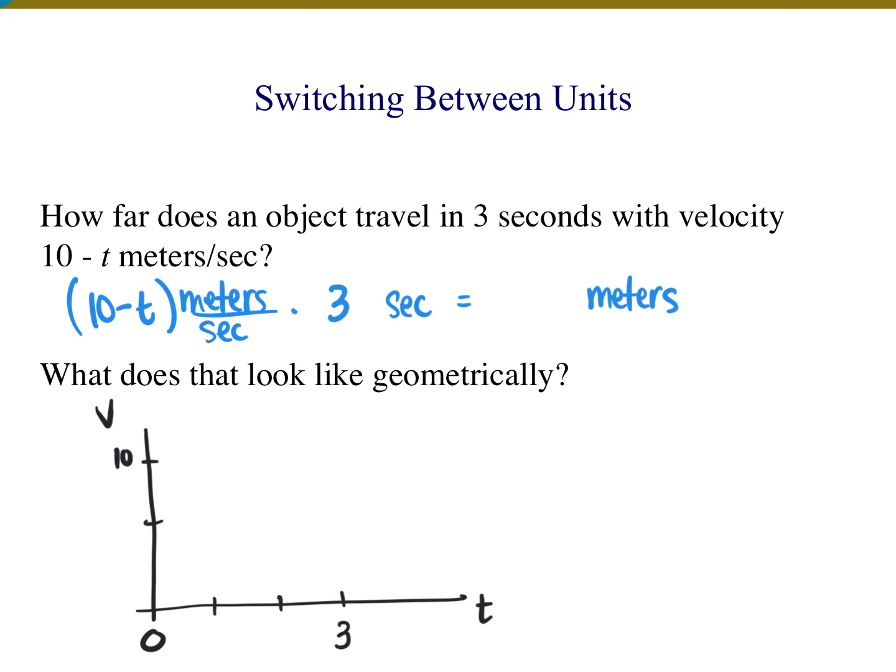But minus t means I have a slope that goes down 1 over 1, down 1 over 1. So when I have a time of 1, what's my velocity? 9. So it goes down to 9. And when I have a time of 2, then my velocity goes down to 8. And when I have a time of 3, my velocity goes down to 7.